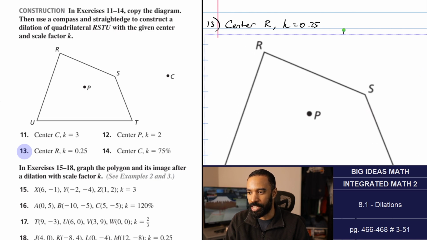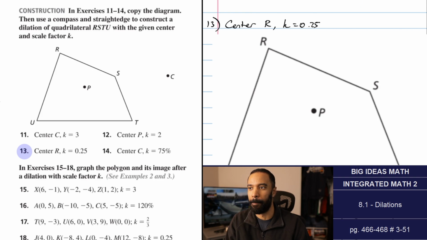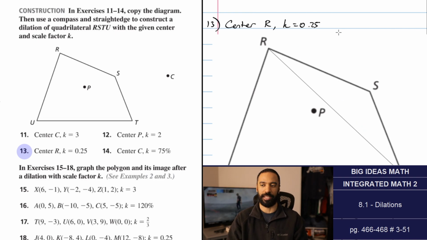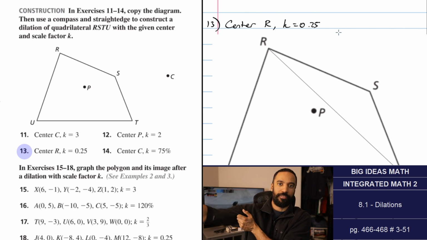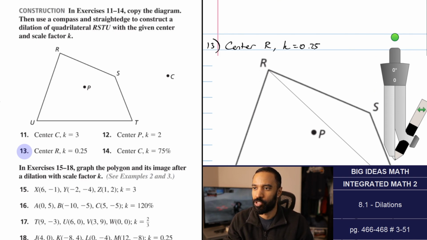Okay, I don't really need C, so I'm going to expand this as far out as I can and use that. Now remember, the center's R, which means the only line I really need to draw is the one from R to T, because from R to S is already drawn, and we are reducing, not enlarging. So I do need to draw one from R to T. I can ignore P outright. I don't need it. Now the 0.25 we've done before. We have to do midpoints of midpoints. So let's get our compass. Let's go to work. Let's start with S.